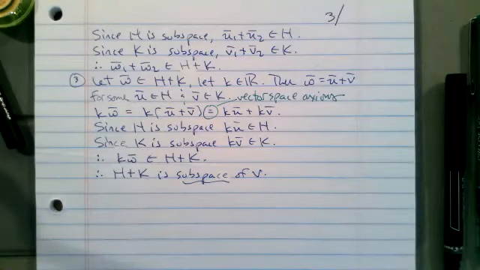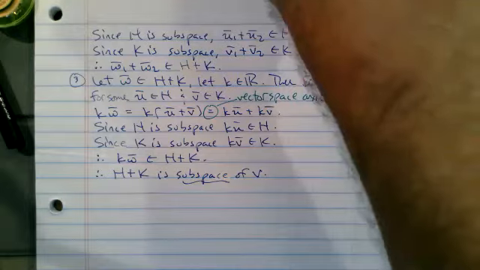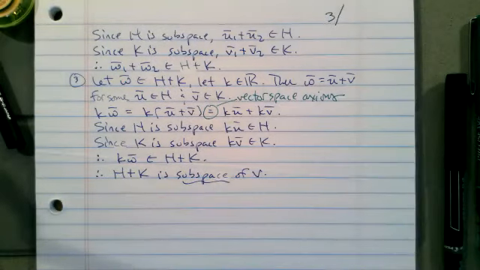Any questions? In the second part, we can show that H is a subspace of H plus K because everything in H looks like a vector in H, U plus 0. And K is a vector space, so K contains the 0 vector. So the second half of the problem, we just need to observe that H and K are subspaces, so they contain the 0 vector.